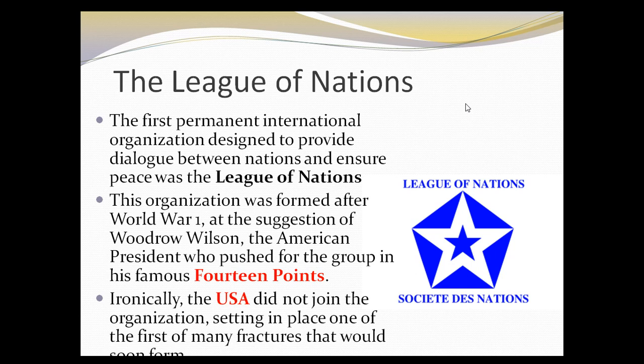And you'll note it wasn't the UN. In fact, this was an effort that, while noble, didn't quite work the way that people had wanted it to. The League of Nations was kind of like a UN body, and it was formed after World War One at the suggestion of the American president, whose name was Woodrow Wilson.